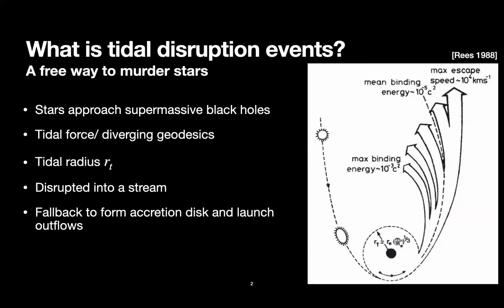It happens when a star approaches a supermassive black hole, and due to the strong tidal force of the black hole, or if you want to think in the GR way, diverging geodesics, the star is disrupted into a stream instead of being a self-bound star anymore. There's one key radius, called the tidal radius. At this radius, the star's self-gravity equals the black hole's gravity on the stellar surface. Basically, past this radius, you're no longer a self-bound star.